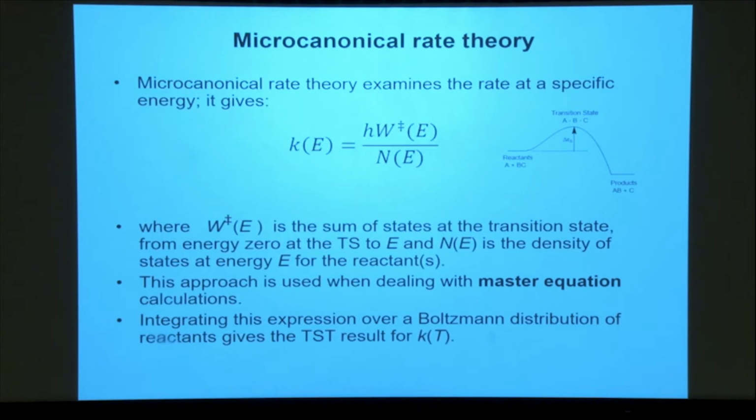Okay, so in this equation here, our microcanonical rate is a function of the sum of states in the transition state from energy 0 to E, and then N(E) is the density of states at the energy E for the reactant. So in the master equation model, we're going to specify energy grains all the way from the ground state up to excited levels, and we're going to need microcanonical rates for each of those energy grains in order to be able to predict the overall rate constant.